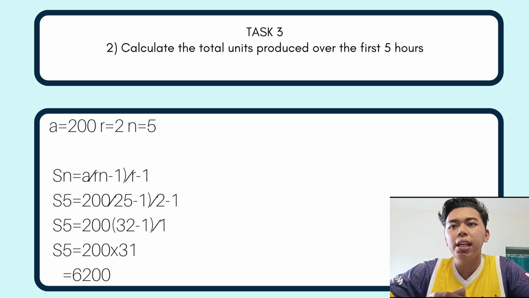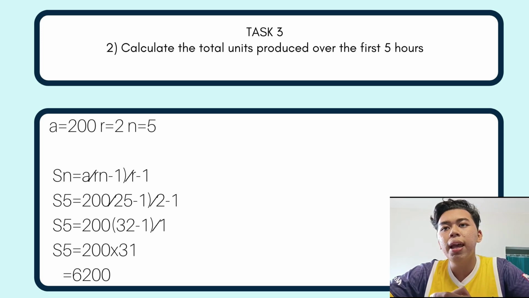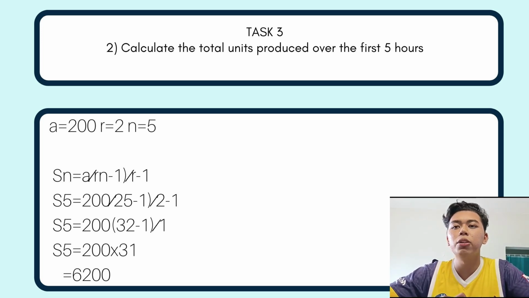We use Sn equals a multiplied by r power n minus 1, divided by r minus 1. S5 equals 200 multiplied by 2 power 5 minus 1, divided by 2 minus 1. After that, we get 200 multiplied by 32 minus 1, divided by 1. After that, we get 200 multiplied by 31. Finally, we get 6,200 units.